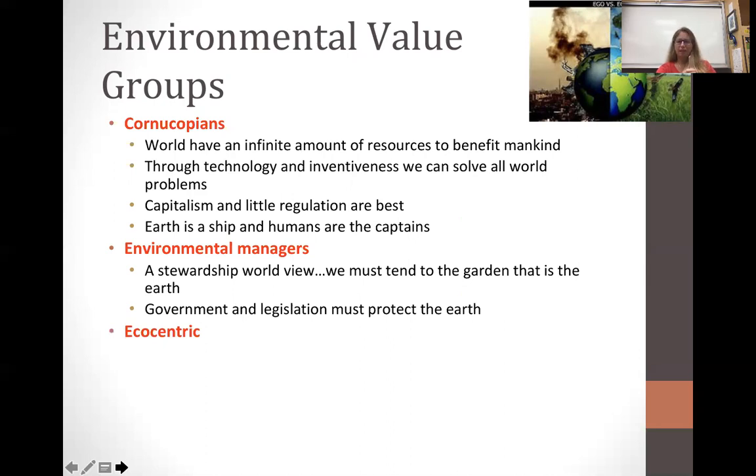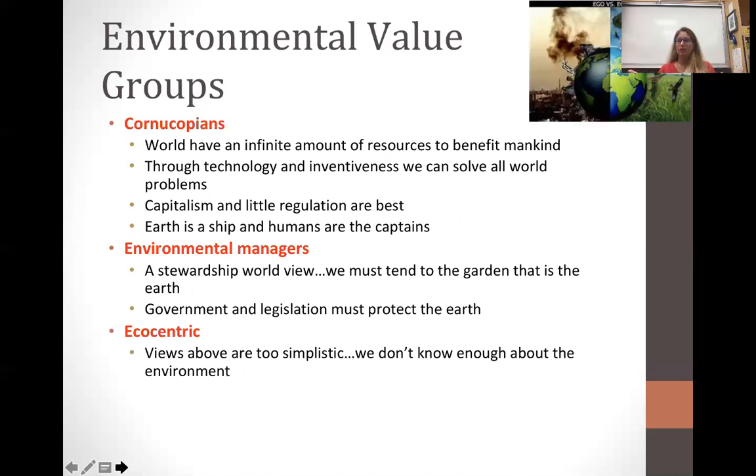Ecocentric with one C. The views above are too simplistic. Look, we don't know enough about Earth to form an opinion. I shouldn't mess with things that I really don't know about.